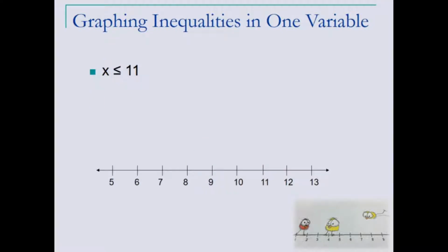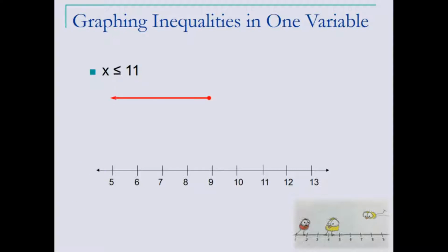If we have an inequality in one variable, such as shown here, x is less than or equal to 11, meaning that if x was equal to 11, we would have a true statement. 11 is not less than 11, but we are including 11 in our statement because of the fact that we have this equality included in this inequality.